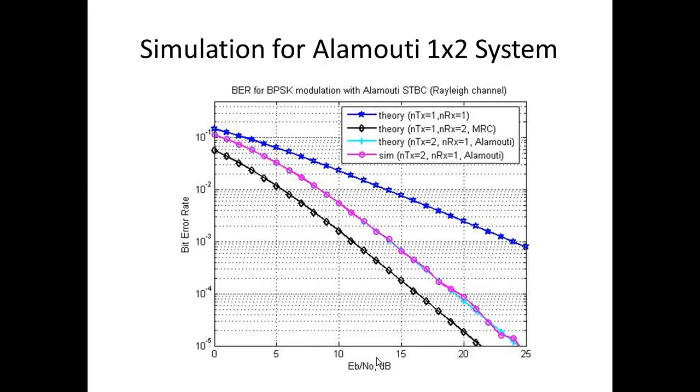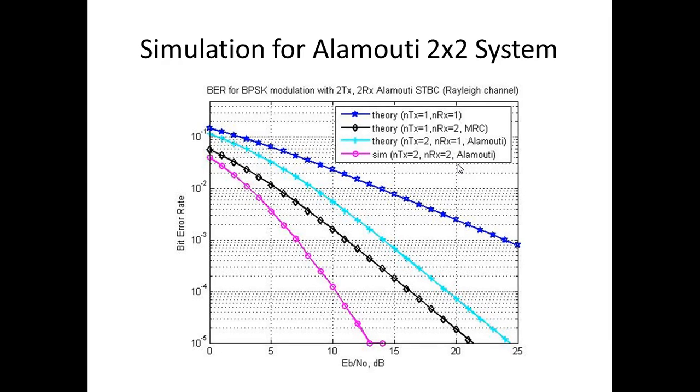Now simulating the Alamouti 1x2 system and comparing with the MRC scheme with 1 transmit antenna and 2 receive antennas, we found that the bit error performance of the Alamouti scheme, though better than the classical 1 transmit and 1 receive antenna, is approximately 3 dB poorer than MRC with 1 transmit and 2 receive antennas. So the Alamouti 1x2 system performs poorly as compared to the MRC system in this case.